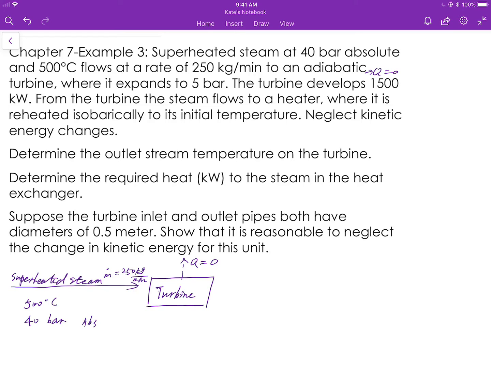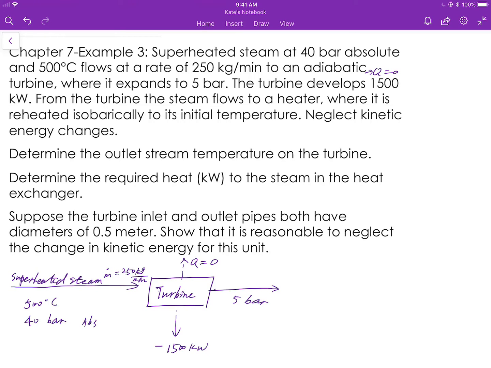And the turbine also develops 1500 kilowatt work. Because if the system is doing work to the surroundings, the work will be negative. So we mark it as negative 1500 kilowatt. And the turbine expands to 5 bar. It doesn't say if it's absolute or not, but based on the problem statement in the previous one, it's absolute pressure.